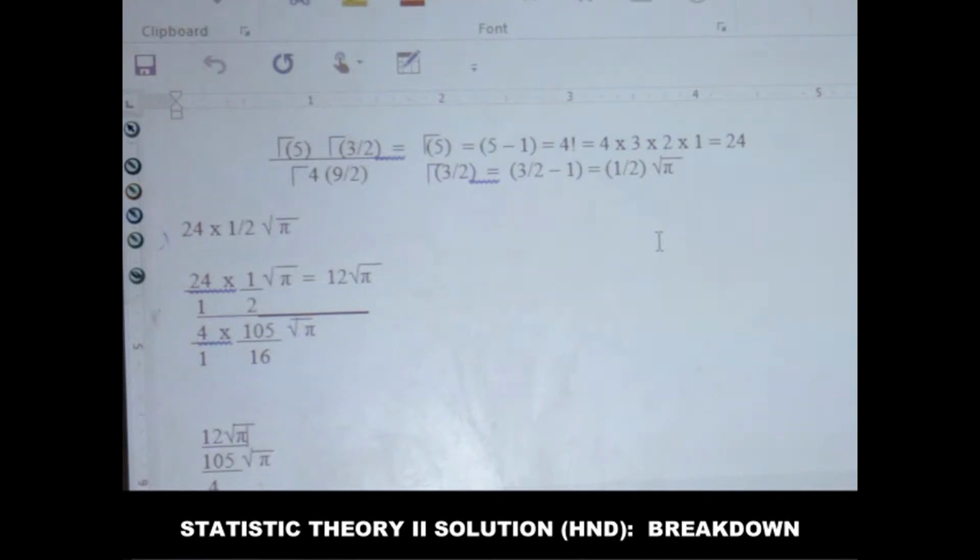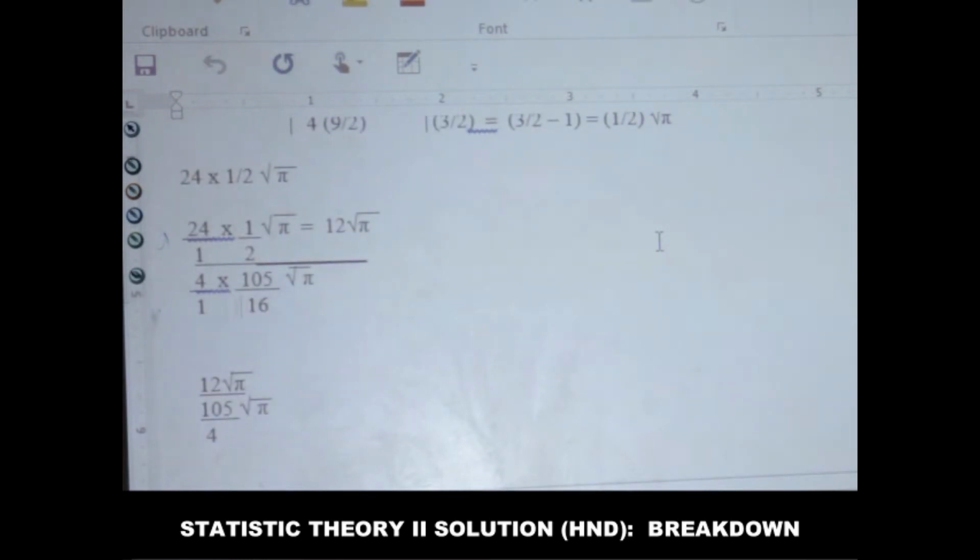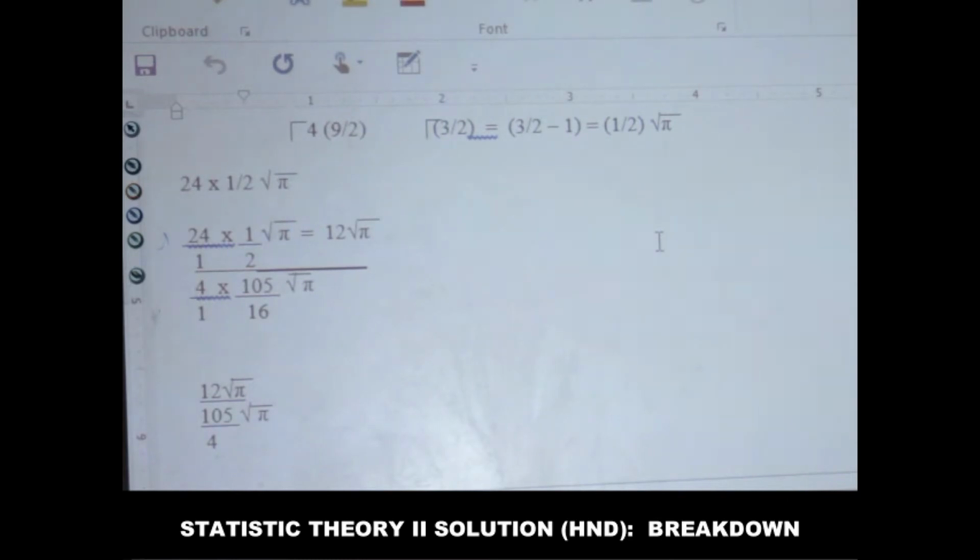over 1 times 105 over 16 square root of pi. Now, in the top one, in our numerator, we have 24 over 1 times 1 over 2 square root of pi. 2 can go in 24, which will give us 12. So we have 12 square root of pi.